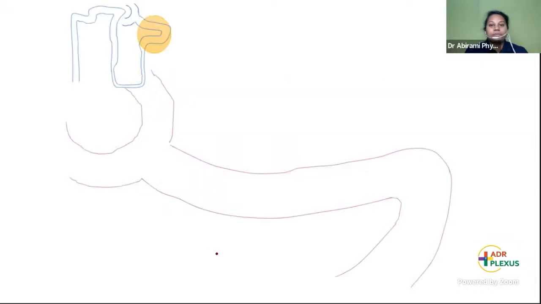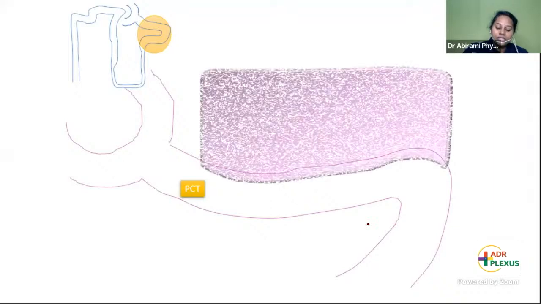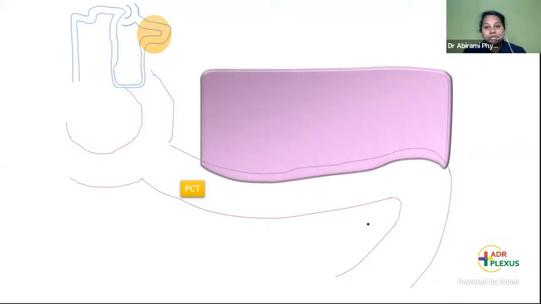Starting from the proximal convoluted tubule, the first part of the tubule, let's see what changes are happening there. I've tried to make it an animation so that it will be easy for you to understand. So please don't miss the video. Please look at this animation.